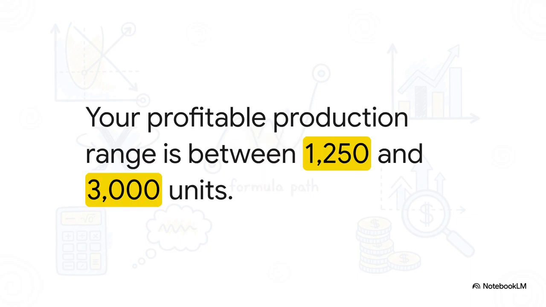So here's the big takeaway. The quadratic formula didn't just give us two random numbers. It has defined a strategic corridor of profitability. As a manager, you can now walk into a meeting and give a crystal clear, data-driven recommendation. You can say, our target for production and sales needs to be somewhere between 1,250 and 3,000 units.